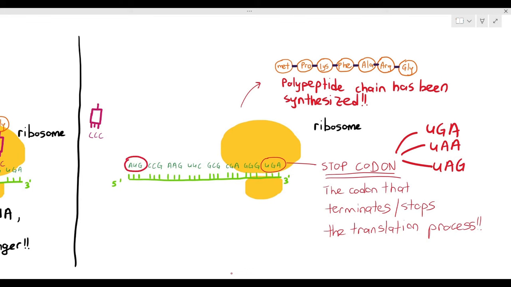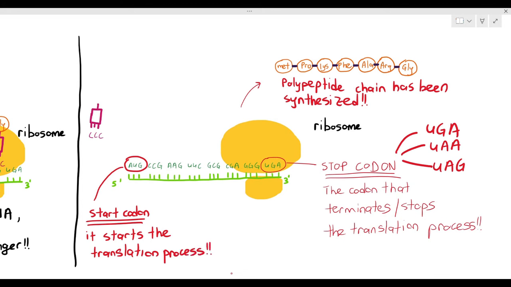Something that I forgot to mention earlier was the fact that the AUG codon, the first part of the mRNA, is referred to as the start codon. What the start codon means is that it's the codon that begins the process of translation. So the start codon, which is just AUG, begins translation, and then the three stop codons will end the process of translation. I forgot to put that in the beginning, so please take note of that as well.